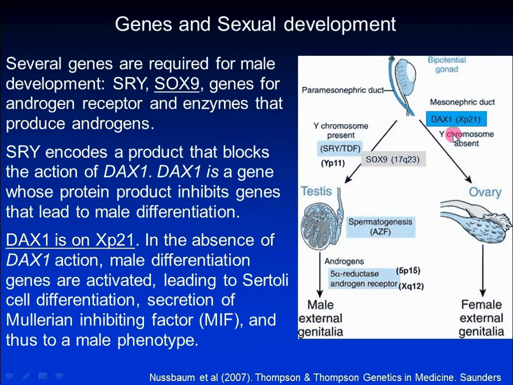On the right side are genes important for female development, particularly the DAX1 gene. DAX1 is on the short arm of the X chromosome. The product of the DAX1 gene inhibits genes that lead to male differentiation. That explains why loss of only one P-arm of the X chromosome is sufficient to cause Turner syndrome.